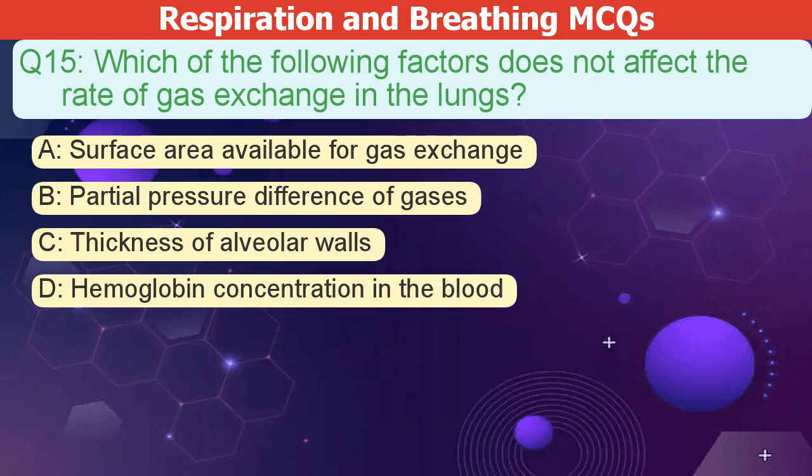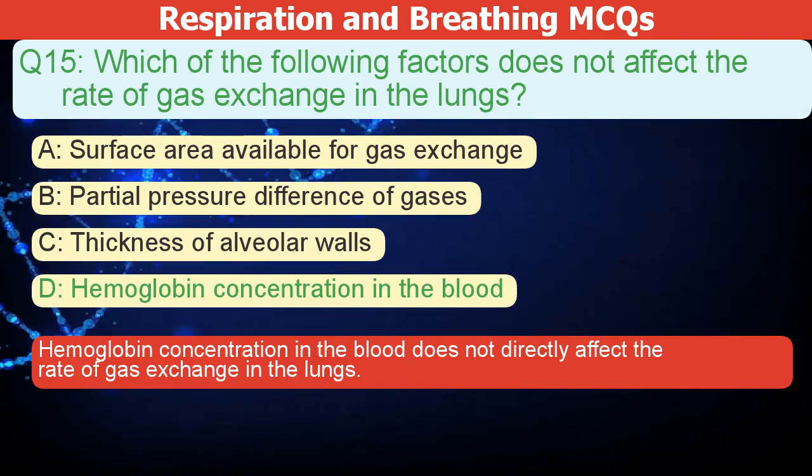Which of the following factors does not affect the rate of gas exchange in the lungs? A. Surface area available for gas exchange. B. Partial pressure difference of gases. C. Thickness of alveolar walls. D. Hemoglobin concentration in the blood. The correct answer is D. Hemoglobin concentration in the blood does not directly affect the rate of gas exchange in the lungs.